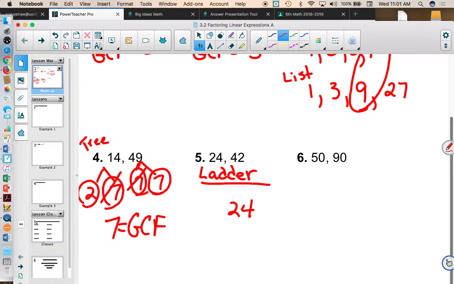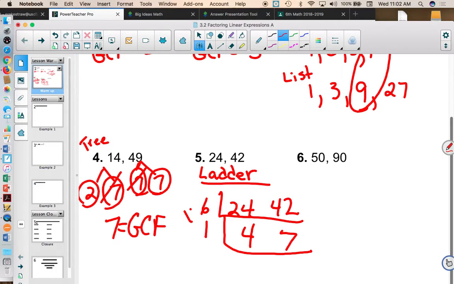24 and 42 are my numbers. What number can you think of that's going to go into both of those? It doesn't have to be prime. Any number that you can think of will go into both of those. Ben? 6. Ben says 6. And 6 times 4 is 24. And 7 times 6 is 42. Good. So what number goes into both the 4 and the 7? 1. That's as far as I can go. And 6 times 1 is 6, and that equals my GCF. I got 3 ways. You've got to know at least one of them.